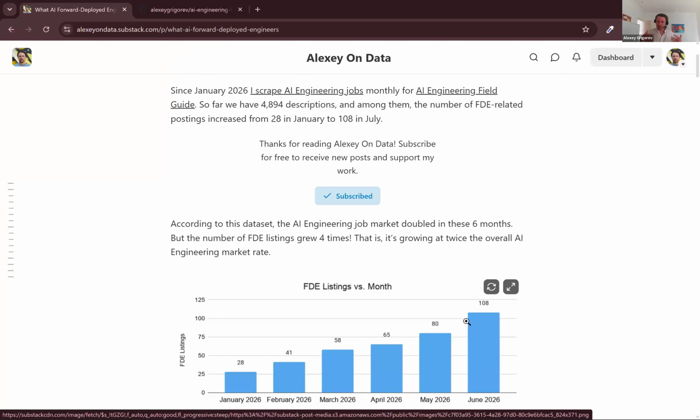And from what I can see, the AI engineering market is actually growing, right? So I see that the demand for AI engineers is there. Companies are hiring. But what is also interesting is that in addition to the growth of the general AI engineering market, the FDE role grows 2 times faster than the rest of the AI engineering market, right? So there is a lot of demand for this role. And the reason there is a demand, maybe we can talk about this reason too.